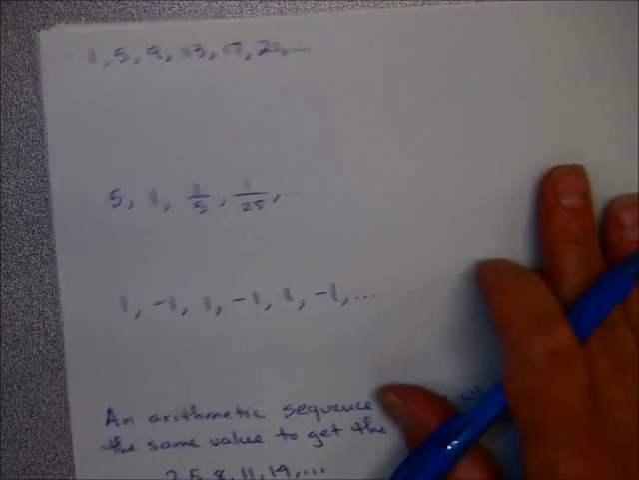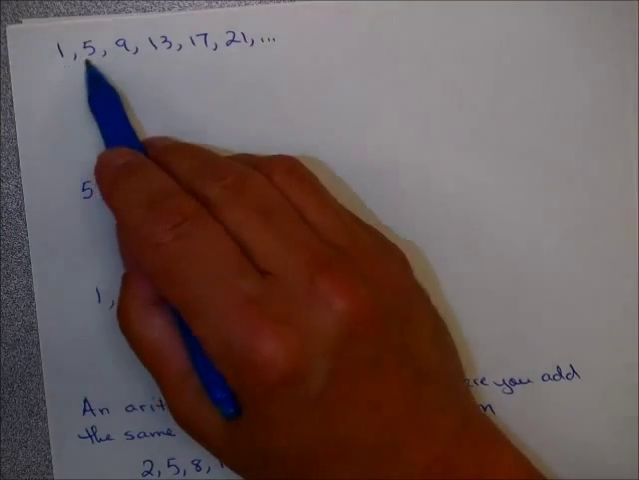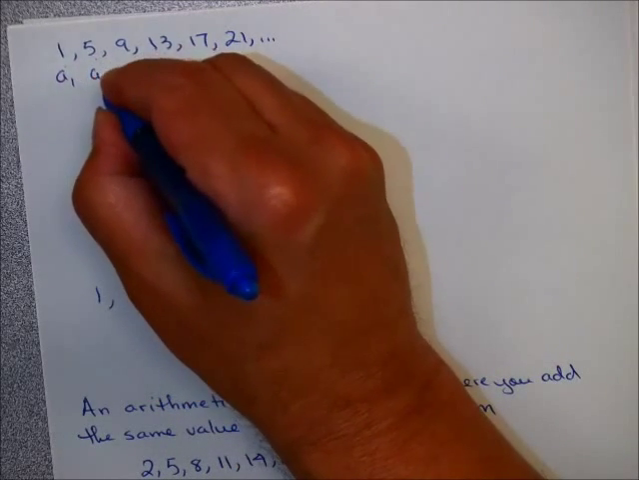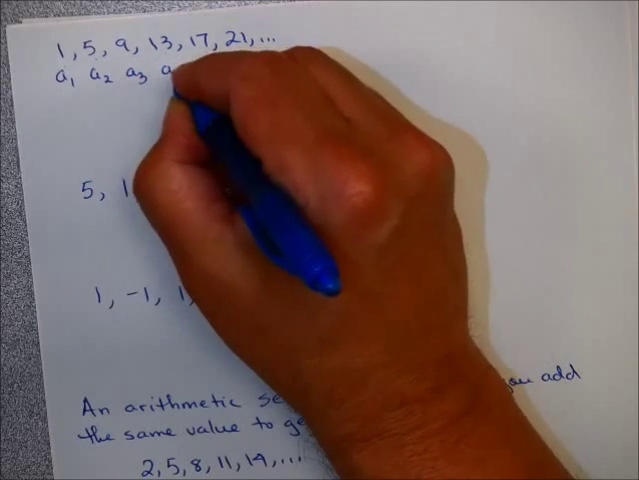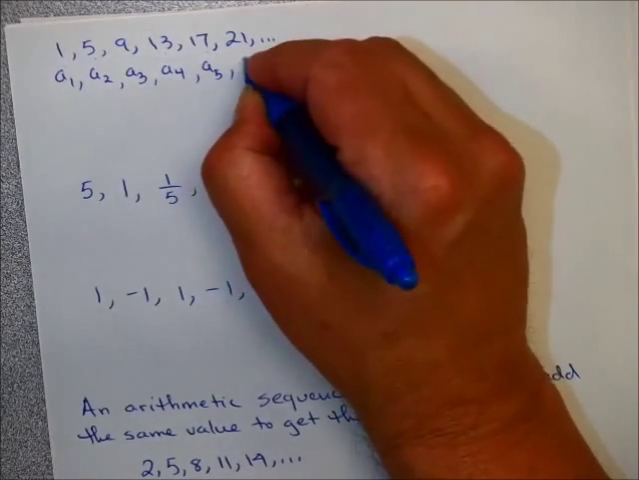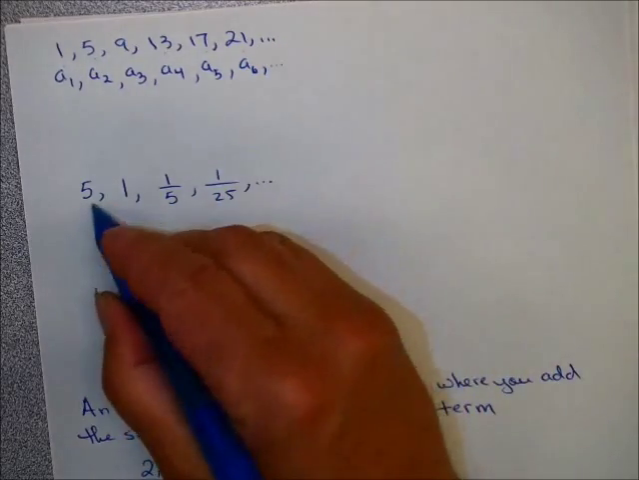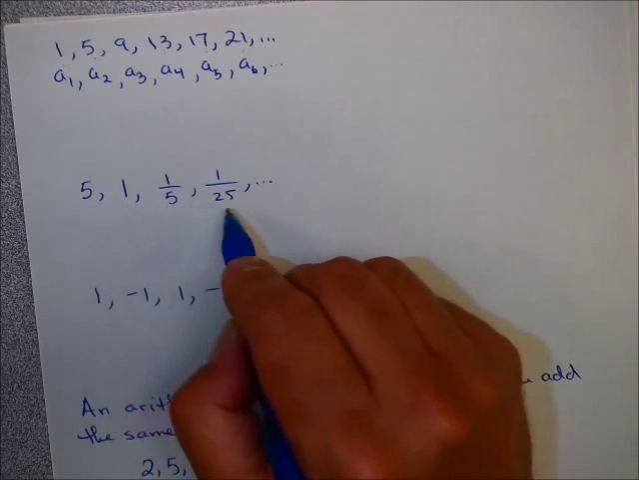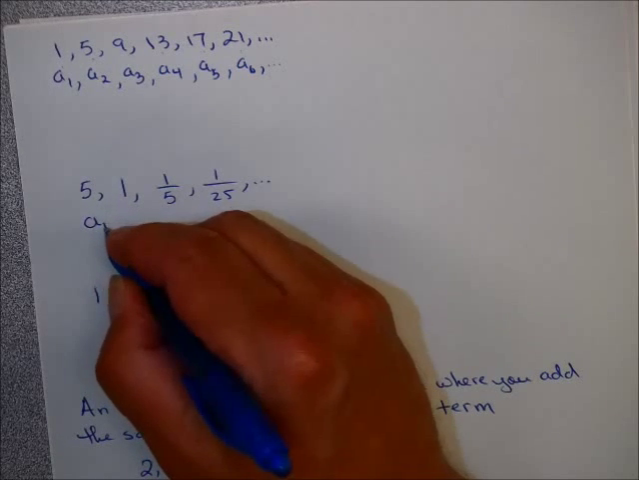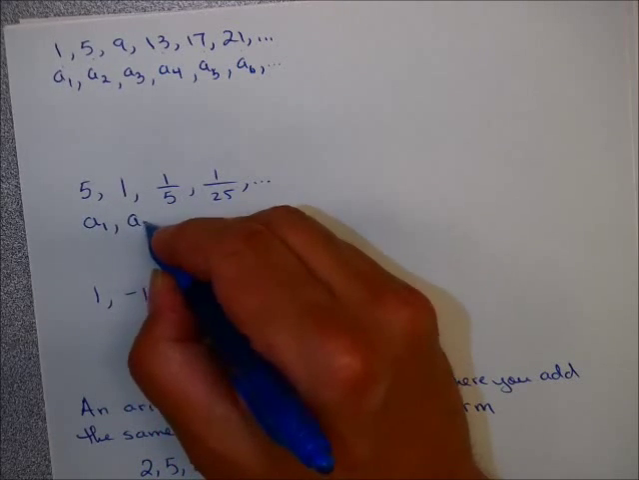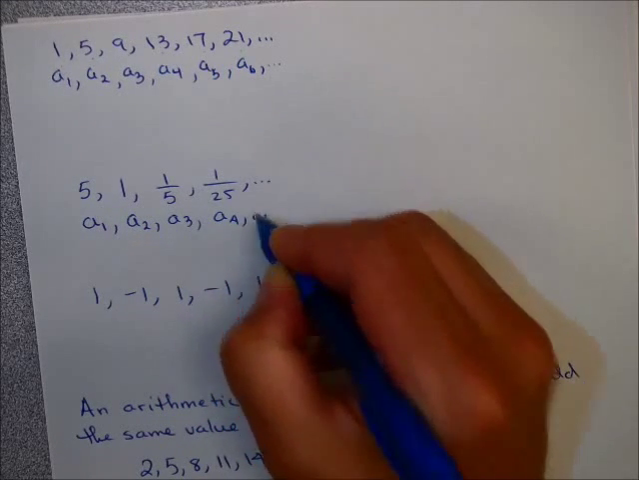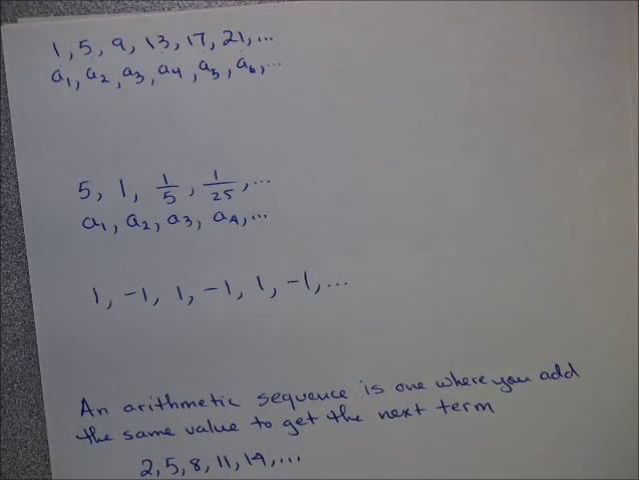Let's take a look at a few examples. Here's a sequence, 1, 5, 9, 13, 17, 21. This would be a1. This would be a2. This would be a3. This would be a4. This would be a5. Okay, put commas in between. And this would be a6. Here, this sequence is a little different. 5, 1, 1/5, 1/25. You don't have to use a, but in this book we use a all the time. a1 is 5. a2 is 1. a3 is 1/5. a4 is 1/25. These 3 dots mean it continues on that pattern.